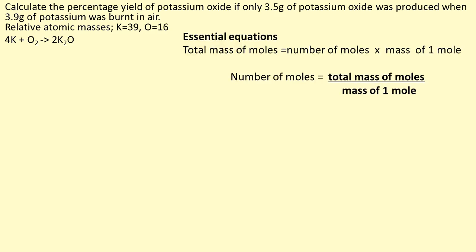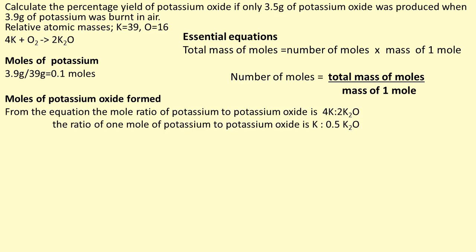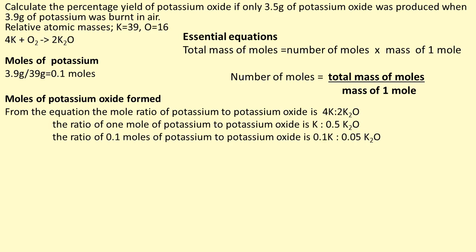Stage 1, we calculate the number of moles of potassium. So we have 0.1 moles of potassium. We now use the balanced symbol equation to work out the ratio of potassium to potassium oxide, and we see it's a ratio of 2 to 1. We can work it out step by step, but in the end we calculate that 0.05 moles of potassium oxide is being formed.